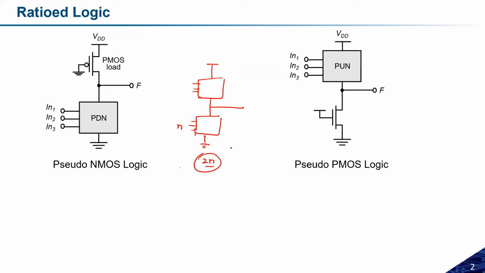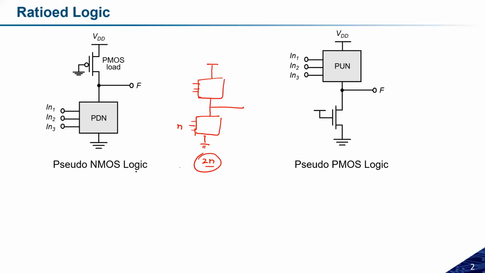So to overcome that, we can use a ratioed structure, where we keep a PMOS load transistor which is always in the on state, and whatever function we are implementing is kept in the pull-down network. This kind of structure we call pseudo NMOS logic.